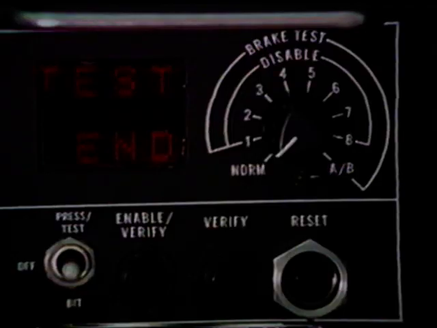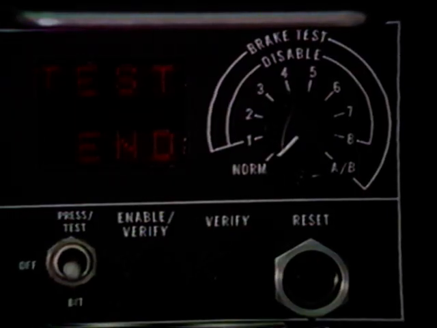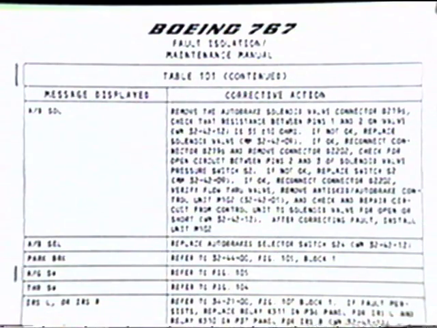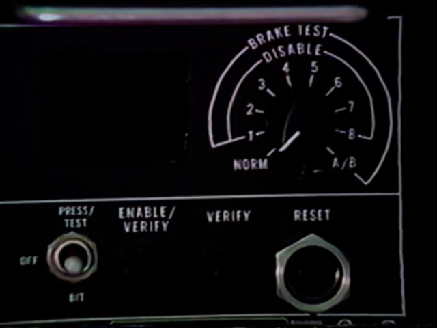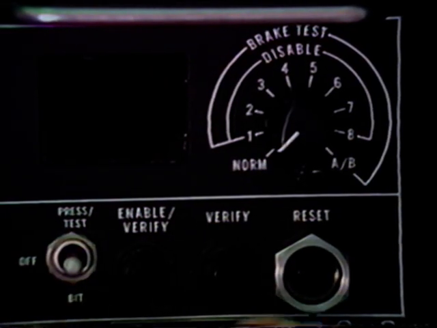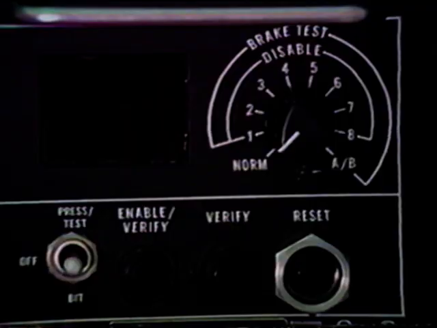The display can be cleared by placing the test switch in the test position. The display is automatically turned off after 45 seconds. Refer to Table 101 in the Fault Isolation Manual for corrective action regarding any of the fault codes which are displayed. After correcting the fault, press the reset button on the control unit to clear the fault stored in memory. Note that the unit display reads memory clear for about 5 seconds.